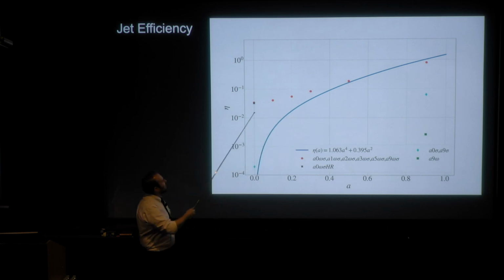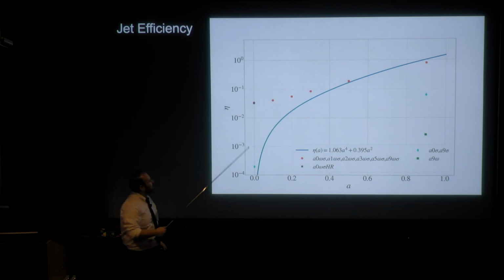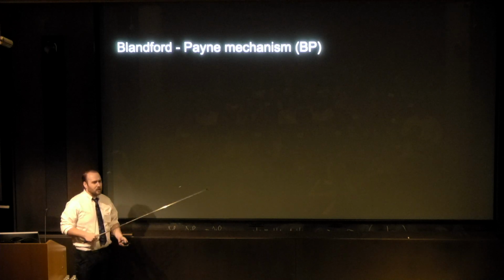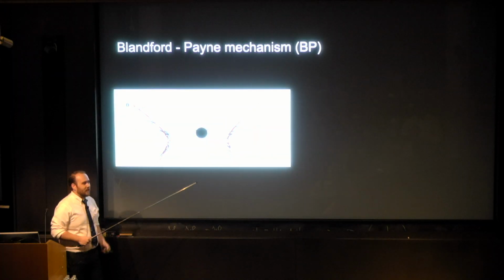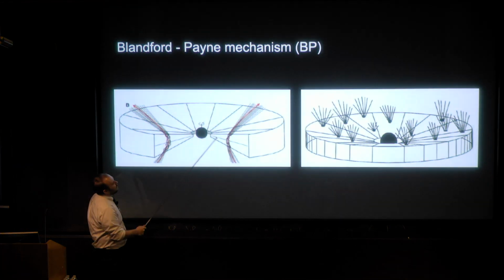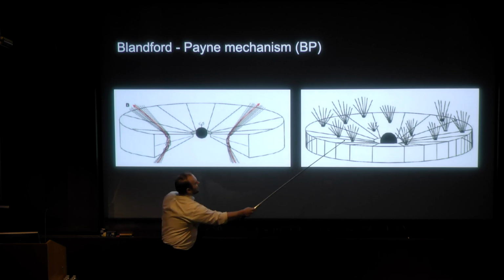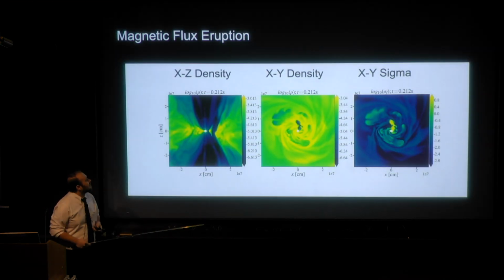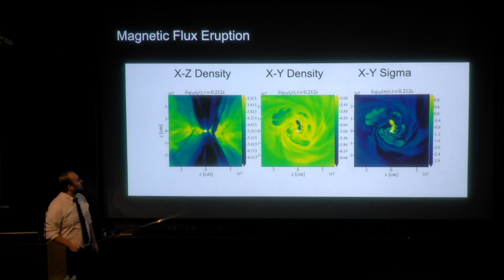So what is powering this increase in efficiency of material? One possible explanation is this Blandford-Payne mechanism. It's a similar mechanism, but instead of rotating around the black hole, you actually get these little vortices in the disk itself. And this causes a similar outflow, but these aren't nearly as powerful or relativistic as the BZ jets. So the other thing we see in our simulations are what we call magnetic flux eruptions.